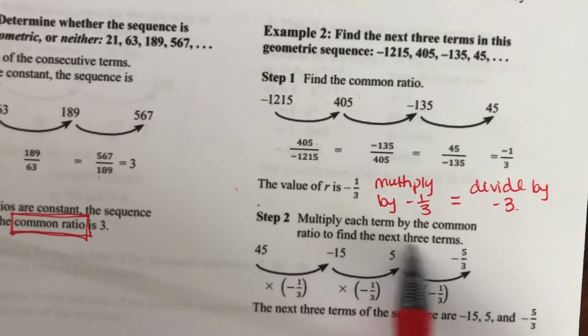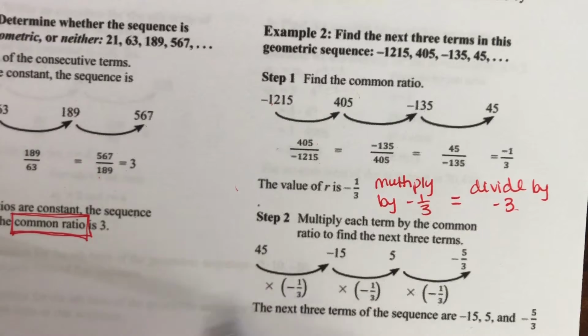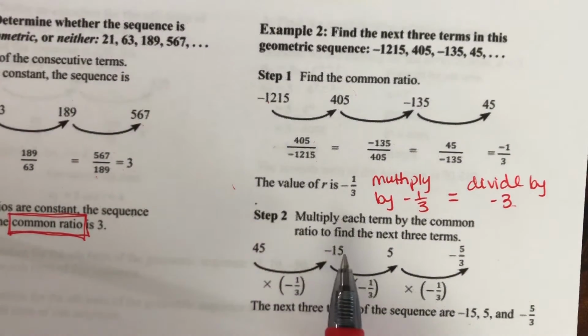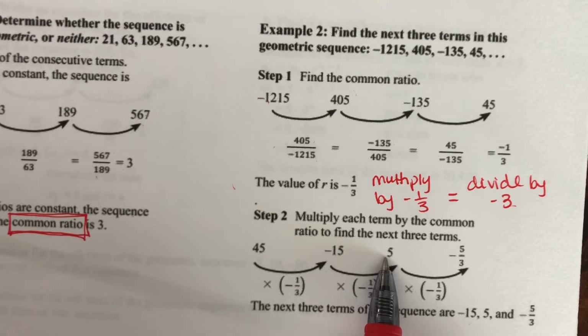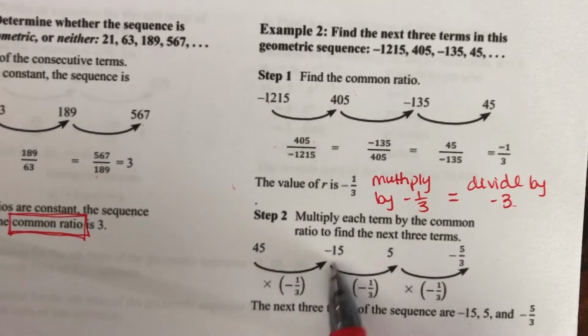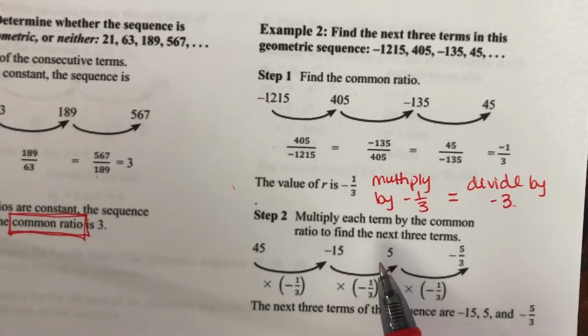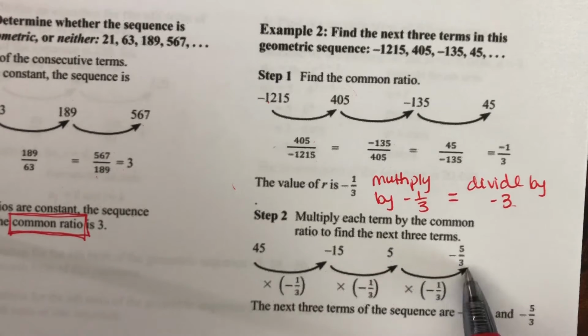Multiply each term by the common ratio to find the next 3 terms. So the common ratio is -1/3. 45 times -1/3 is -15. -15 times -1/3 is +5. And again, you can think of it in your head as dividing. 45 divided by -3 is -15. -15 divided by -3 is +5. Positive 5 divided by -3 is -5/3. And now we're just going to get into more fractions. So the next three terms of the sequence are boom, boom, boom.